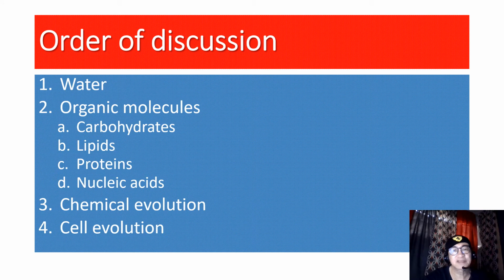The items for discussion in this lecture will cover water among the inorganic substances in animals, followed by a discussion of the major macromolecules of the animal body, and then the rest of the discussion will be about chemical evolution and cell evolution.